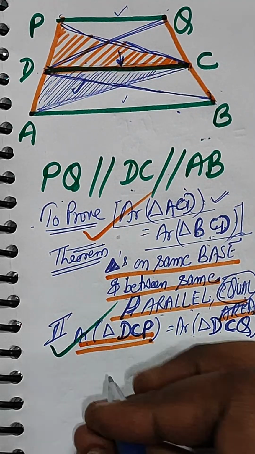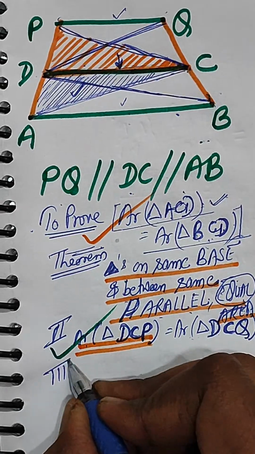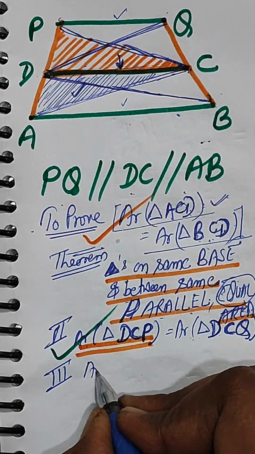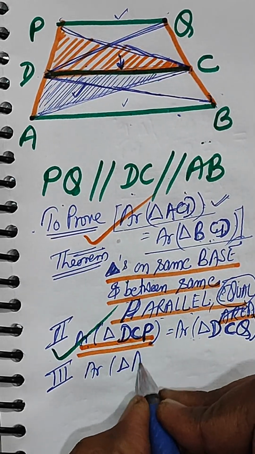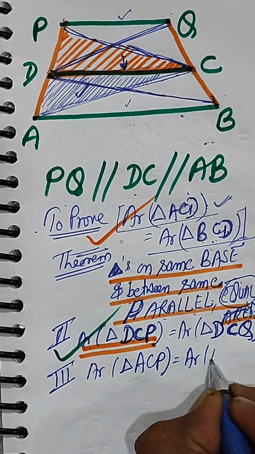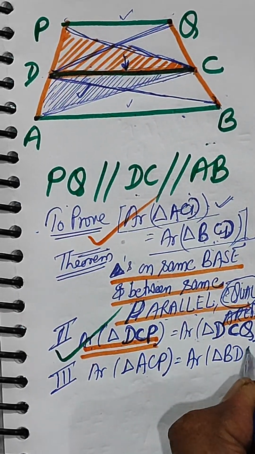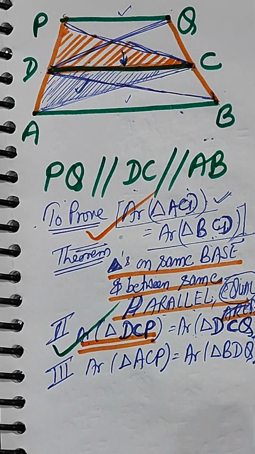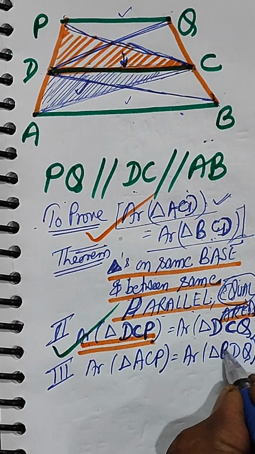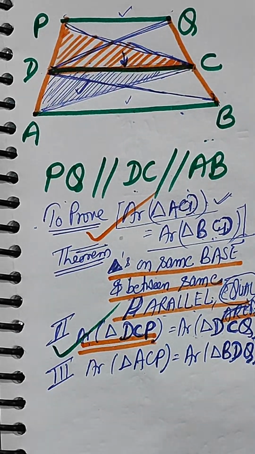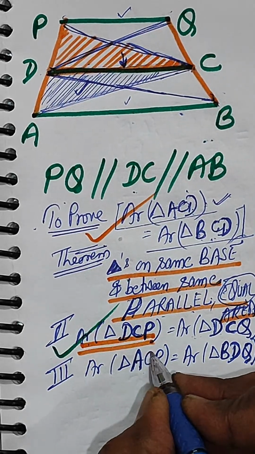The third part of the question, which is to be proved, is that area of triangle ACP is equal to area of triangle BDQ. This needs to be proved, right? BDQ and ACP.